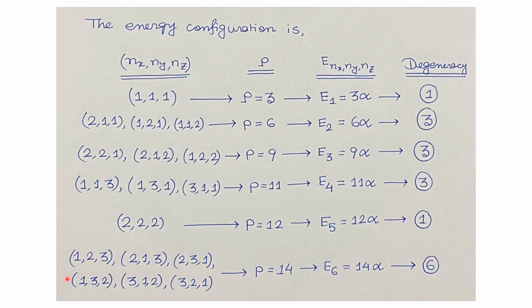And the fifth excited state will have the possible quantum number sets 1, 2, 3, 2, 1, 3, 2, 3, 1, 1, 3, 2, 3, 1, 2 and 3, 2, 1. So all the 6 states will lie in the fifth excited state, and the p value is 14. The corresponding energy value for this fifth excited state is E6 equals 14 alpha. So the degeneracy in the fifth excited state is 6.